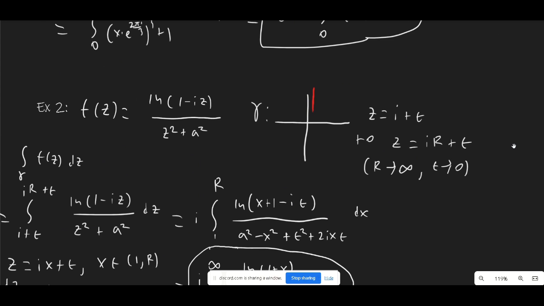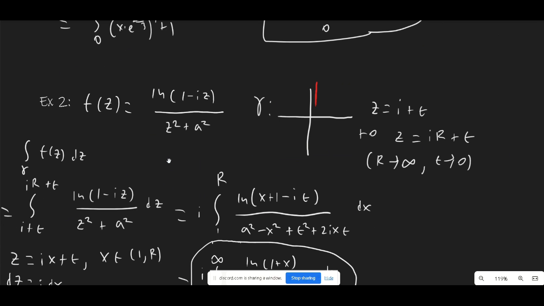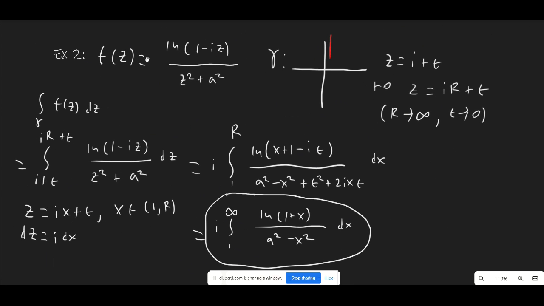I have one more example because this is a little bit of a tough topic. In this situation, our straight line does not start at the origin. So example number 2, we have f of z equals natural log of 1 minus iz over z squared plus a squared. Now, this line goes from z equals i plus epsilon to z equals ir plus epsilon. And of course, we're taking r goes to infinity and epsilon goes to 0. So this is a visualization of the line here. It's not a very good example because I didn't fill in everything, but essentially we're talking about something that's just infinitesimally to the right of the imaginary axis, and it runs up from i to i infinity.